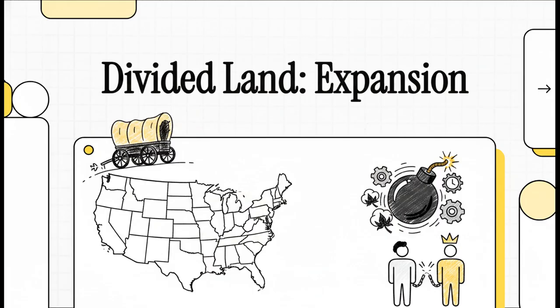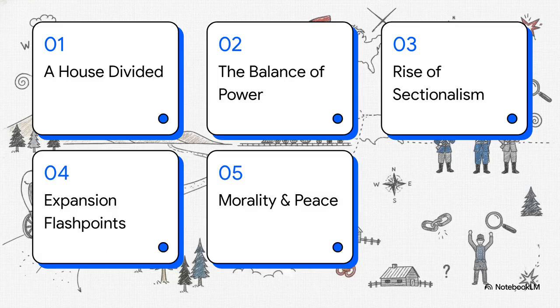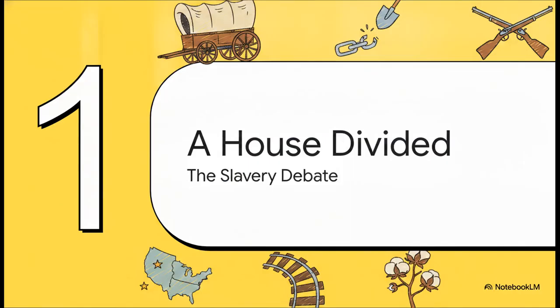So today, we're going to unpack exactly how the simple act of adding new land to the map turned into an explosive, all-out struggle over human freedom and political dominance. Here is our quick roadmap for today. We'll be looking at 1. A house divided, 2. The balance of power, 3. The rise of sectionalism, 4. Flashpoints of expansion, and finally, 5. Morality, education, and peace. All right, let's jump right into Section 1, a house divided.